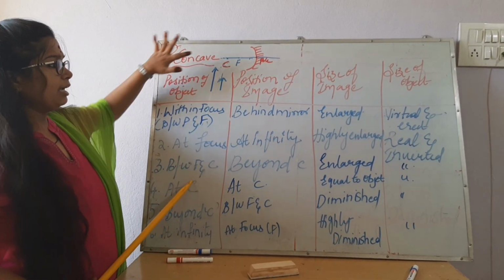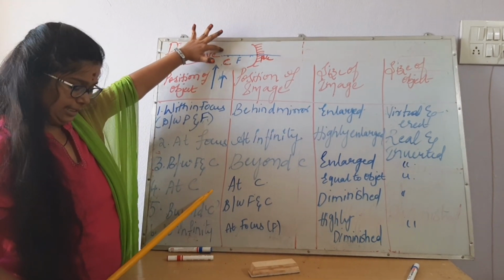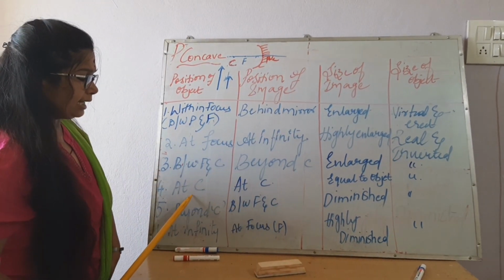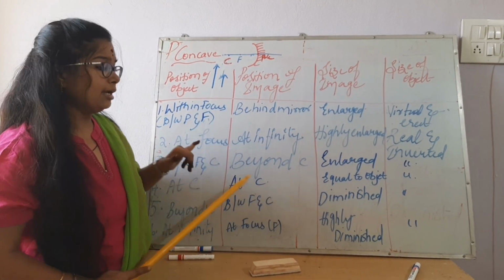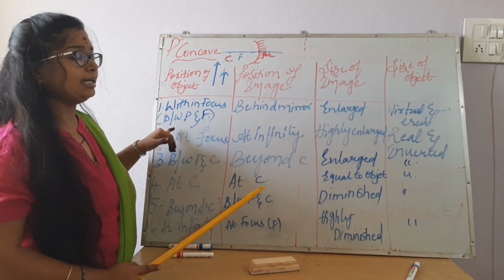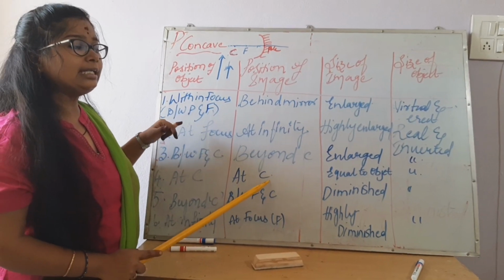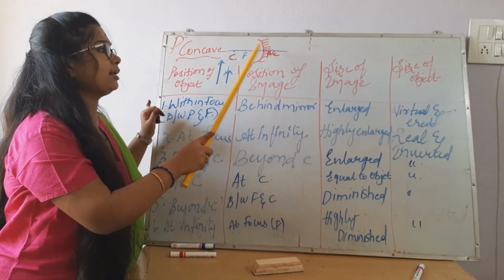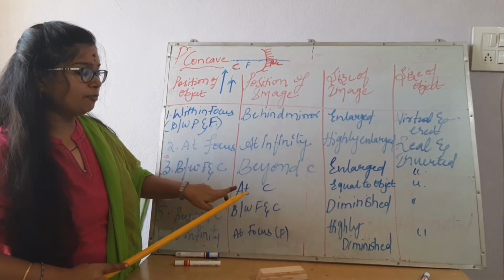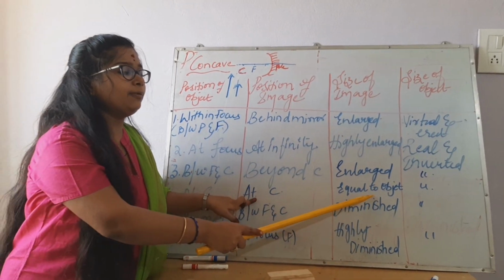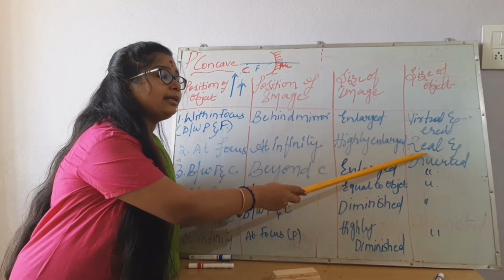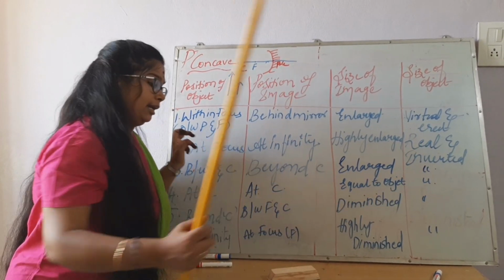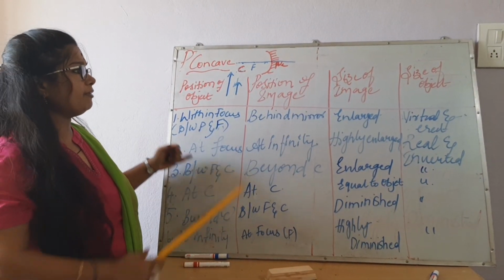At C. If I keep the object at C, where is the image formed? At C. How will the image size be? Equal to the object. If the object is 4 centimeters, the image will also be 4 centimeters. How? The rays are really meeting. So real and inverted.